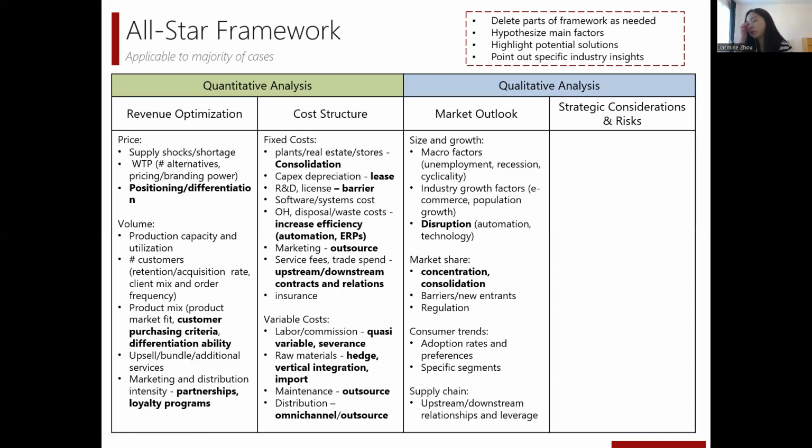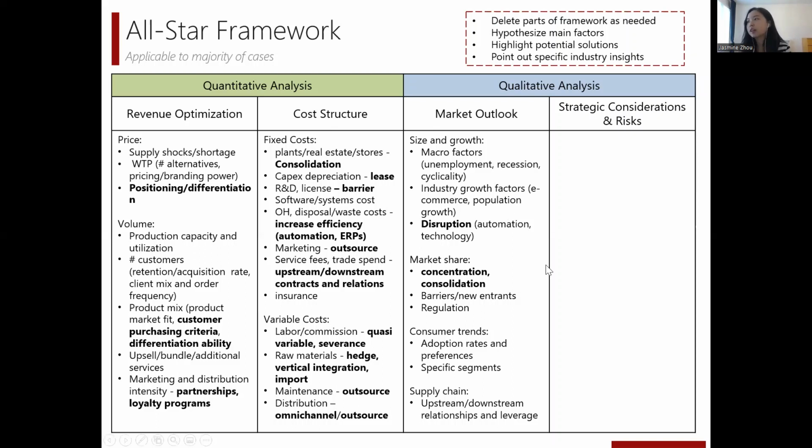And then for market outlook, I like to split this into 4 different sub-buckets, which are size and growth, market share, consumer trends, and supply chain. The first 3 are actually the most important. Sometimes supply chain may or may not be relevant. So depending on the case, you may or may not include it.